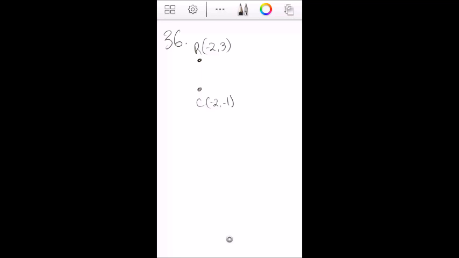Alright, it looks like this is the last one. Number 36 shows that rectangle RCTG has two of its vertices, R negative 2, 3 and C negative 2, 1, which I've gone ahead and drawn there.